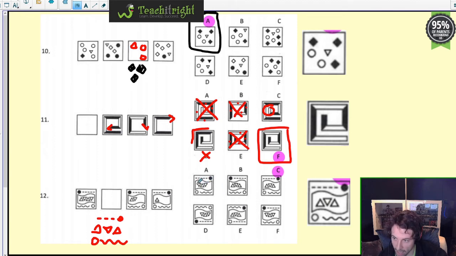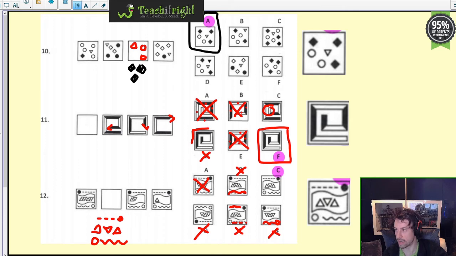Eliminate A because it starts with a triangle going down, and it shouldn't. The first triangle should always be up, so not A. B has got this swirly bit on the wrong side. C is correct, as we can see. D's got the triangles on the wrong side. E has got the dotted line and the swirly bit the wrong way around. And then comparing to F, it's got the swirly bit on the wrong side. So the white circle's the wrong direction. So that was 12.